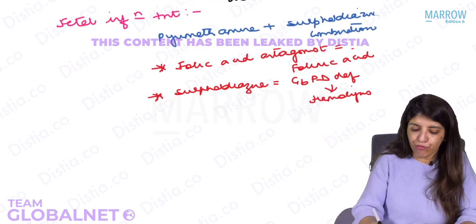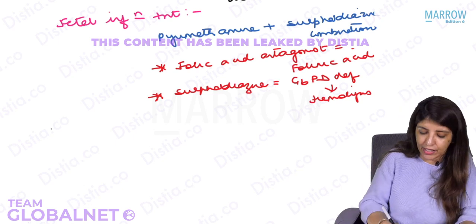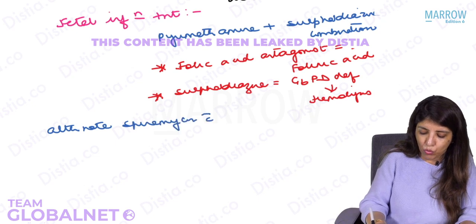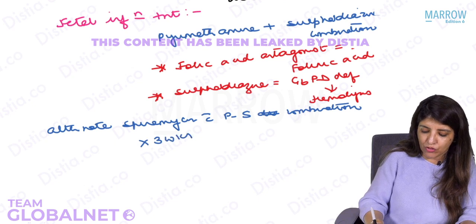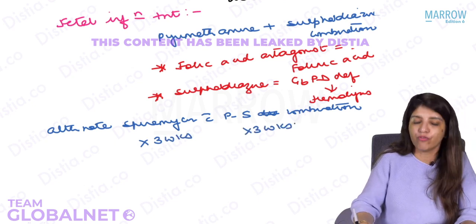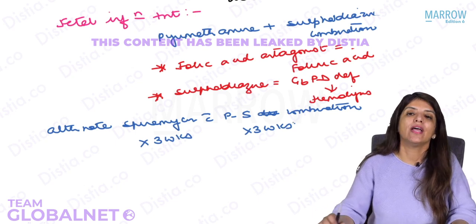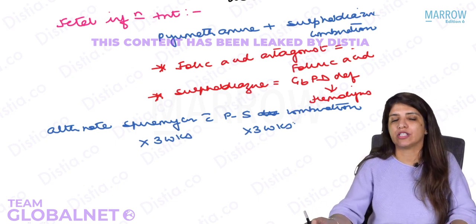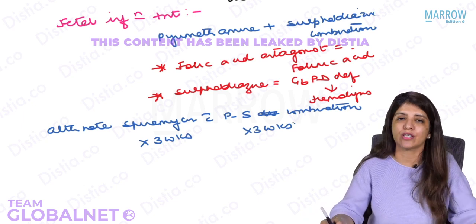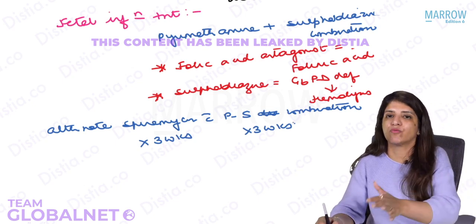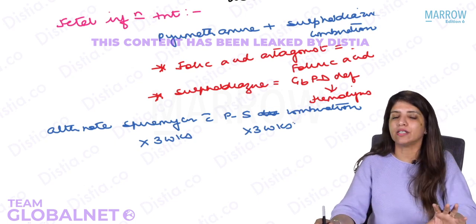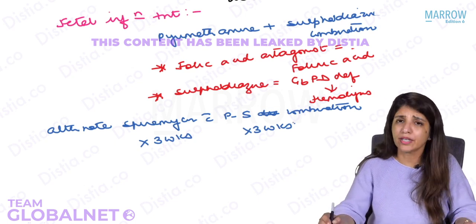Right? So if fetal infection is also present, in that case, you have to alternate spiramycin with pyrimethamine and sulfadiazine combination. What do I mean? You have to alternate. For 3 weeks, you have to give spiramycin. Then for 3 weeks, you have to give pyrimethamine sulfadiazine combination. Why? Because I have to treat both maternal and fetal infection. So I'm going to alternate these drugs. For 3 weeks, one drug, then 3 weeks, second drug, to treat maternal as well as fetal infection. Right? Only for maternal infection, it's spiramycin. Clear to all of you?